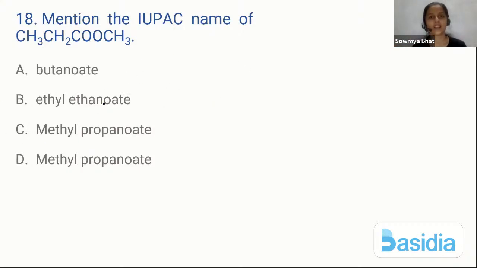Mention the IUPAC name of CH3CH2COOCH3. This is an ester of the form RCOOR. So one part becomes the main chain and the other becomes the substituent. Let's write it: CH3, CH2, C double bond O, O, CH3. I'm waiting for the answer this time, guys.